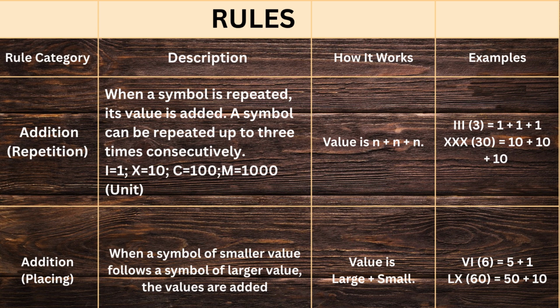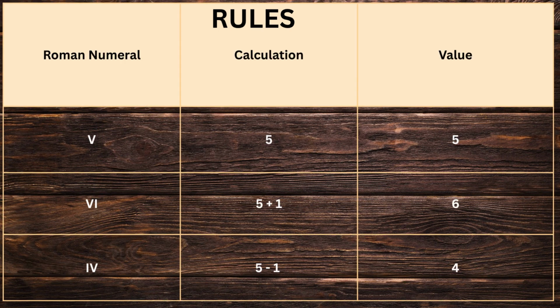Let's see a simple example. If we write V and then place I after it, we add the values together. So V plus I becomes VI, which means 6. But if I comes before V, the rule changes. The smaller number is subtracted from the larger one. So IV means 5 minus 1, which is equal to 4. So the position of the symbol changes the meaning.